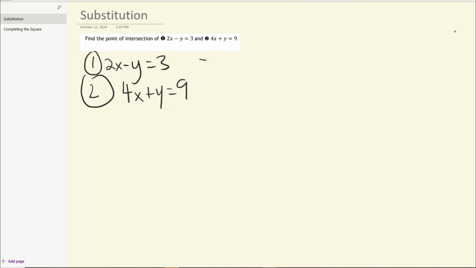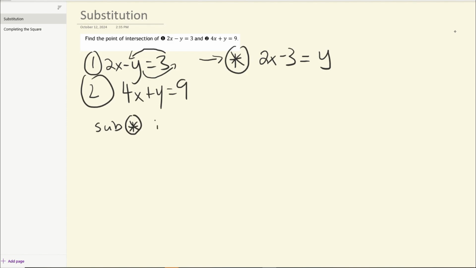In this case, we're probably going to use the first equation because it's a lot easier to isolate for the y there. As you can see, there's a y left alone on the left side of the equation, so we can just rearrange for it. We move the 3 over to the left side and the y over to the right hand side. When you move the 3 over, it becomes minus 3, and when the y goes over to the right hand side, it becomes a positive y. So we're going to substitute this equation, which I labeled as star, into the second equation, equation 2.